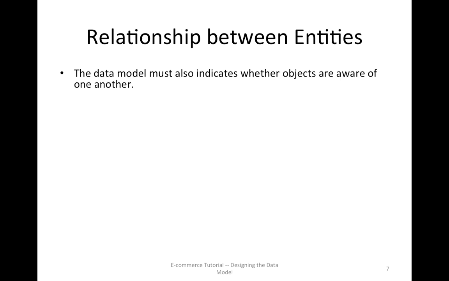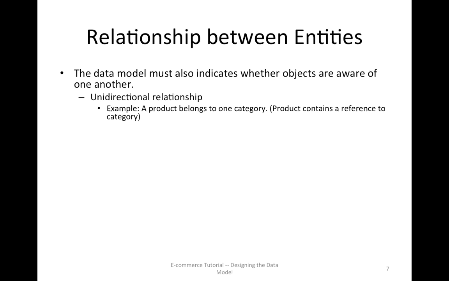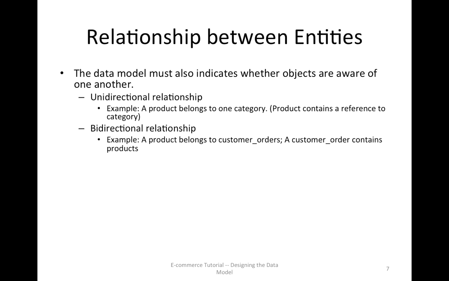Now we need to study the relationship between those entities. The data model must also indicate whether objects are aware of one another. There are 2 kinds of awareness. One is a directional relationship. For example, a product belongs to one category. That means the product contains a reference to category.